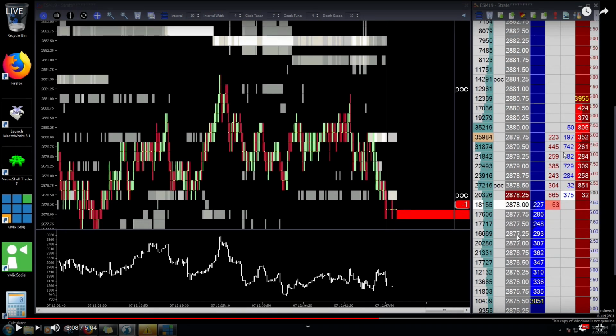I noticed him put it here. I noticed it came here. And then I noticed it here. I know this is serious. And this POC level is the line in the sand. If we can get below it, it's going to tumble.